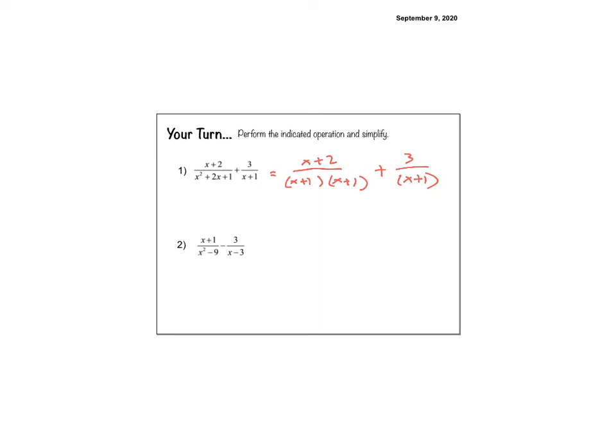So now I'm going to need to get a common denominator. Notice the first fraction there has an x plus 1 and an x plus 1. But the second fraction here only has an x plus 1, so I need another x plus 1. So I'm going to multiply the numerator and denominator by x plus 1.